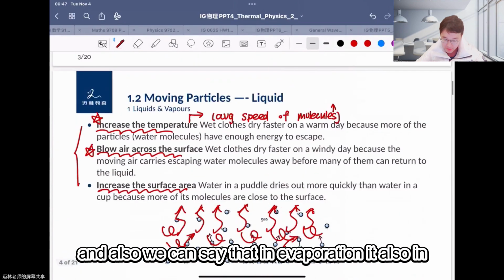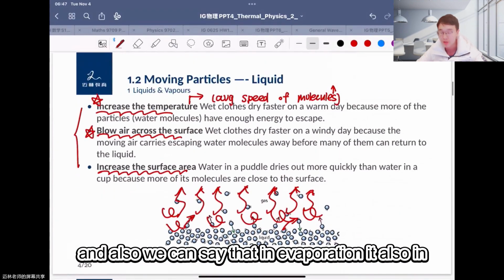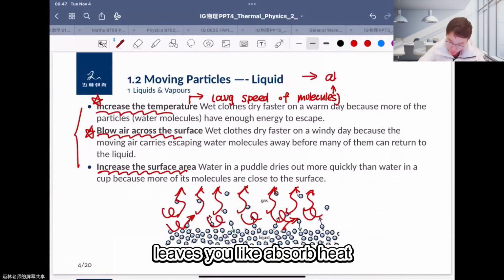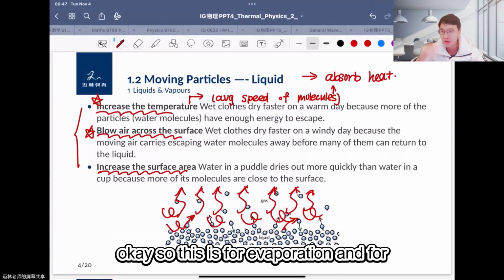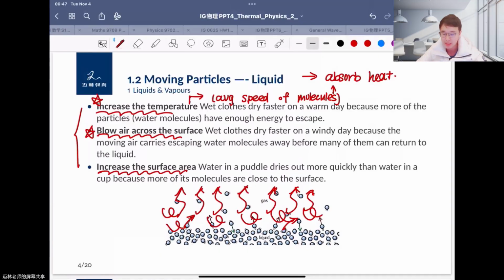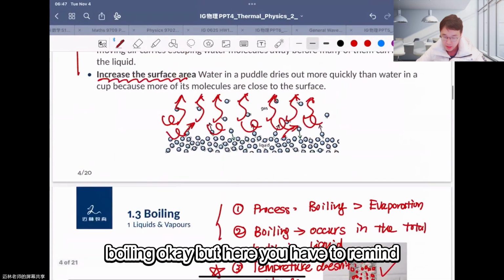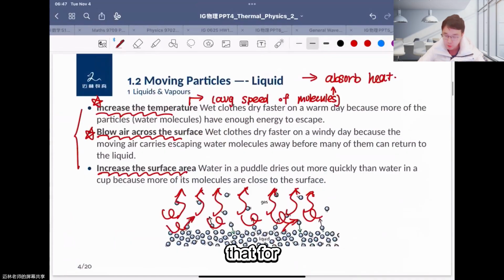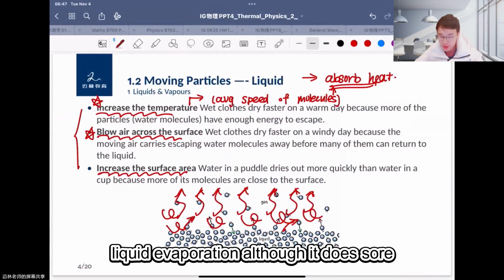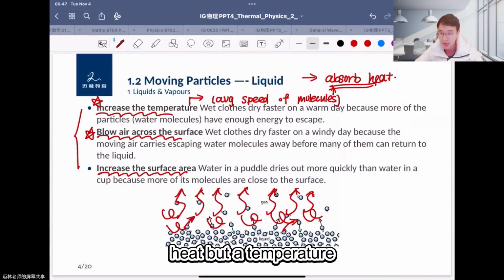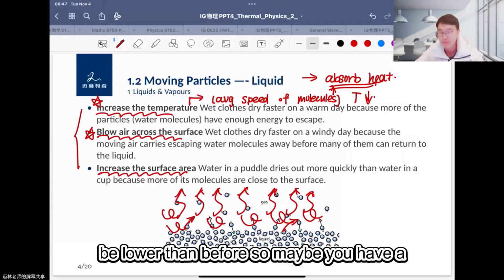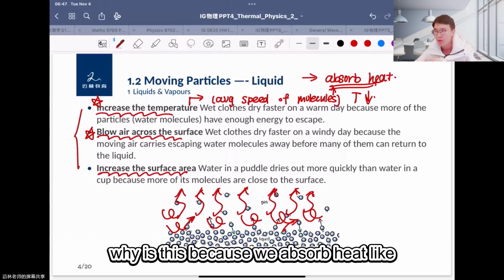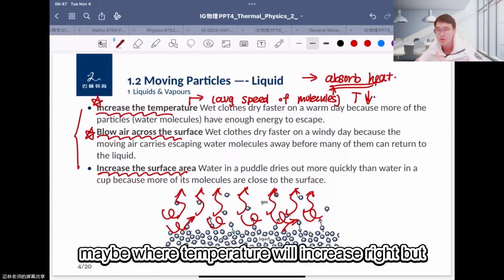And also we can say that evaporation also needs to absorb heat, okay? So this is for evaporation and for boiling. But here you have to remember that for liquid evaporation, although it absorbs heat, its temperature can be lower than before. So maybe you have a question. Why is this? Because we absorb heat, maybe our temperature will increase, right?